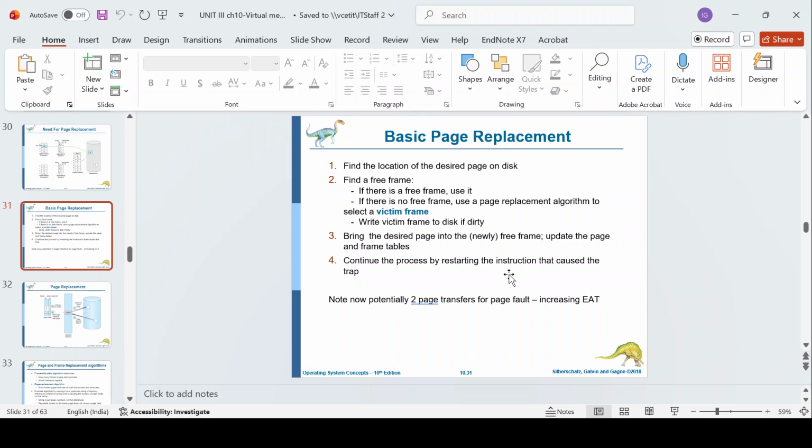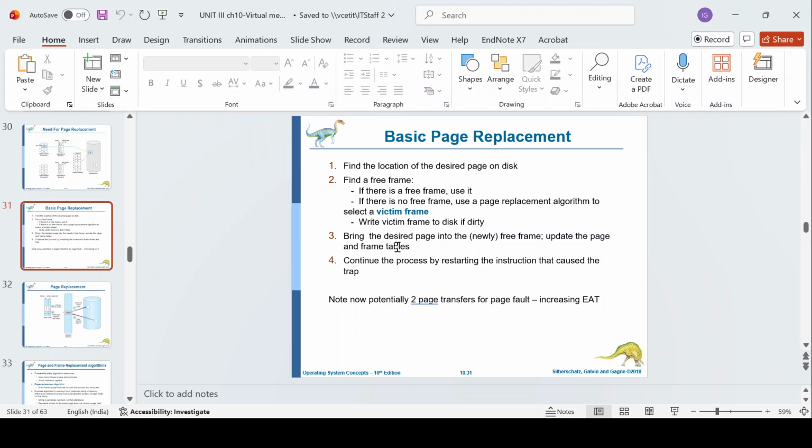For selecting a particular victim, we have steps to follow. First, we find the location of the desired page on disk. Then we need to find a free frame. If there is a free frame, we can make use of it. If there is no free frame, use a page replacement algorithm to select a victim.